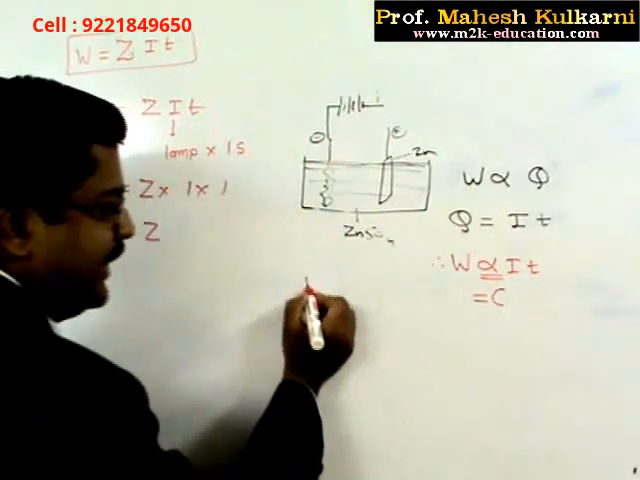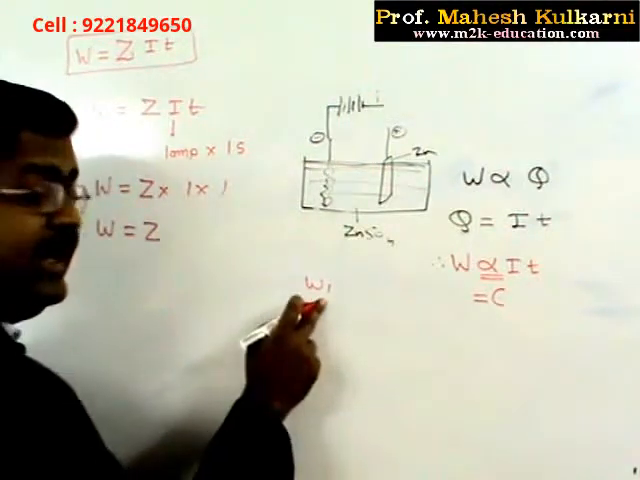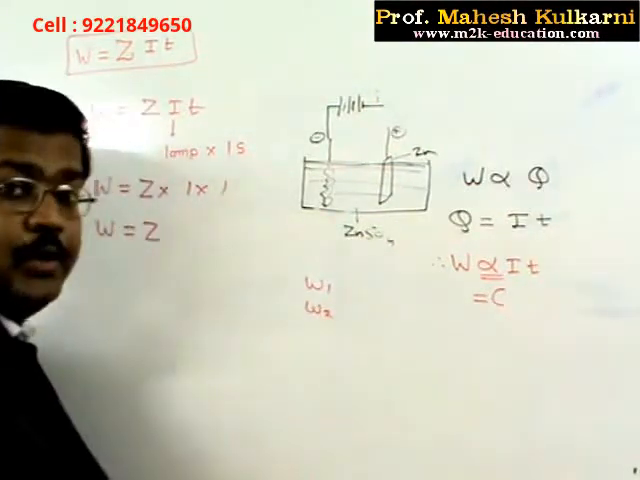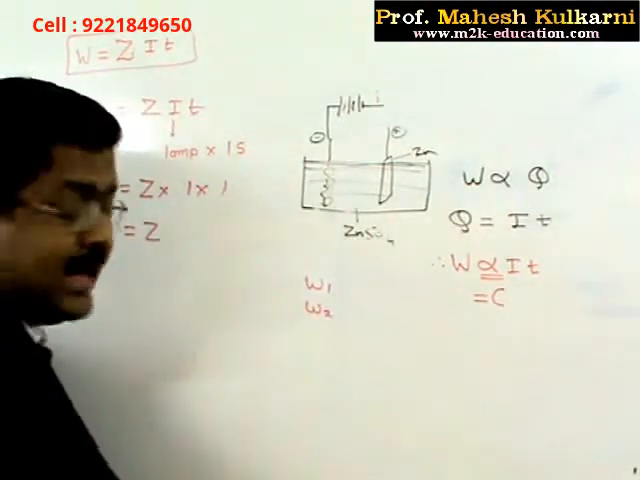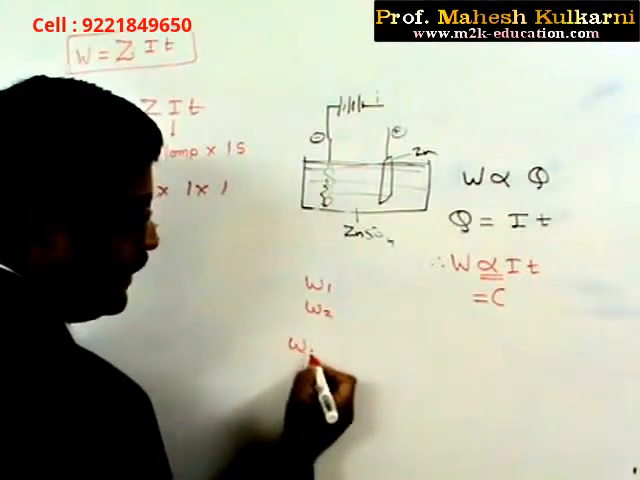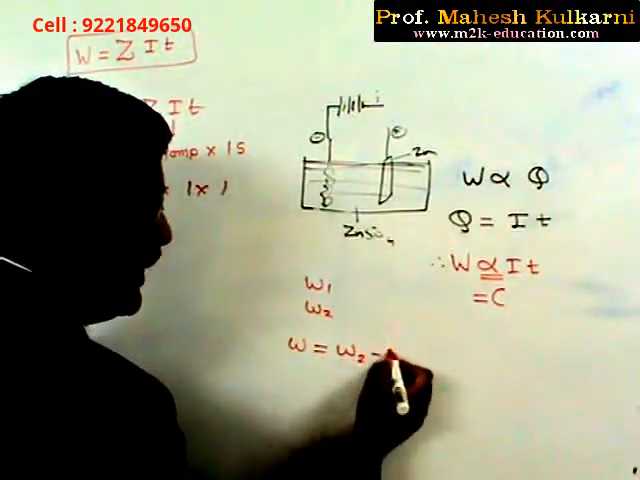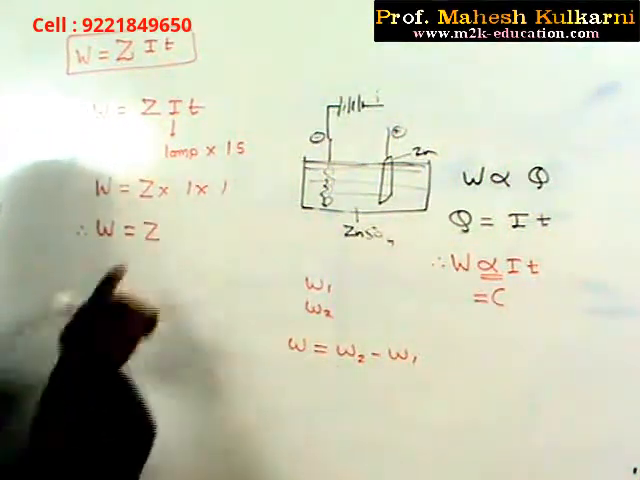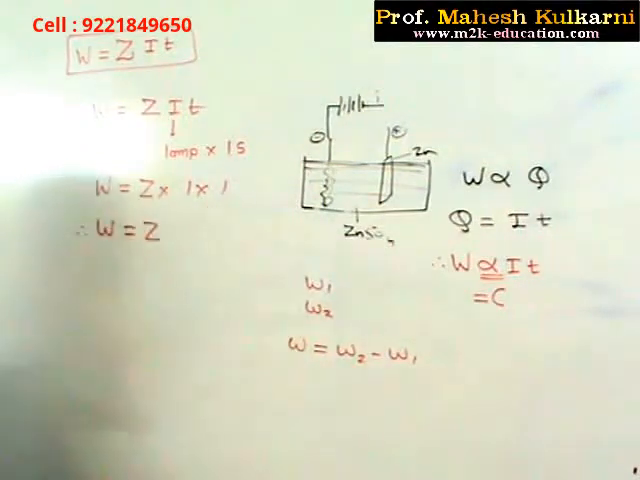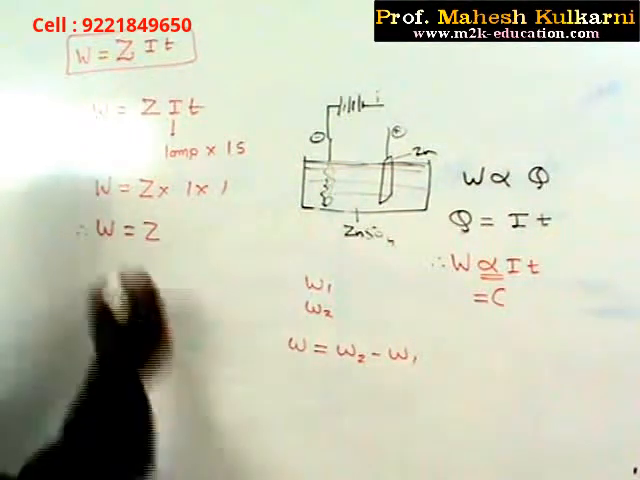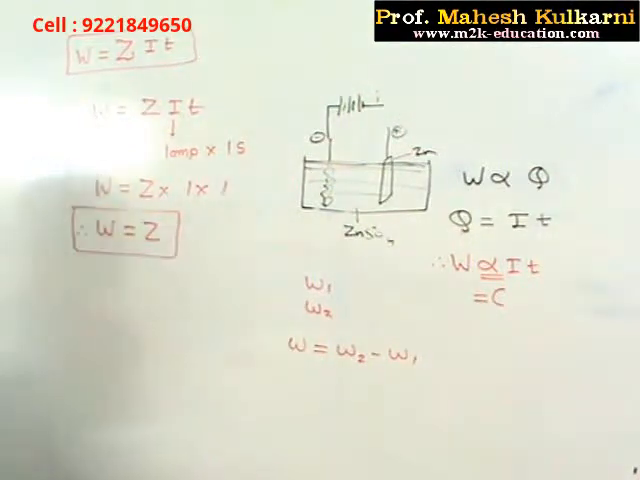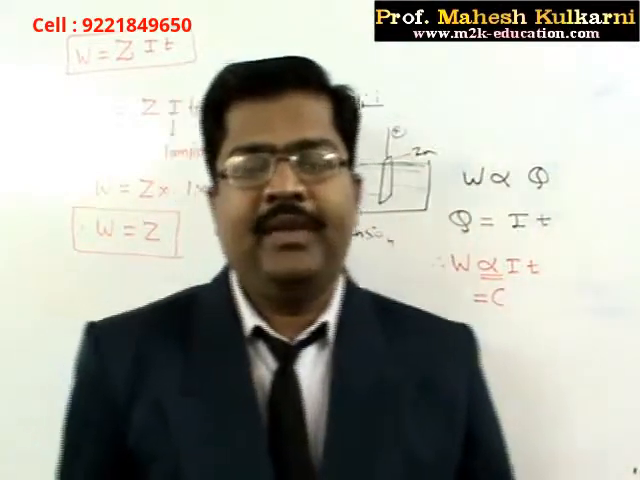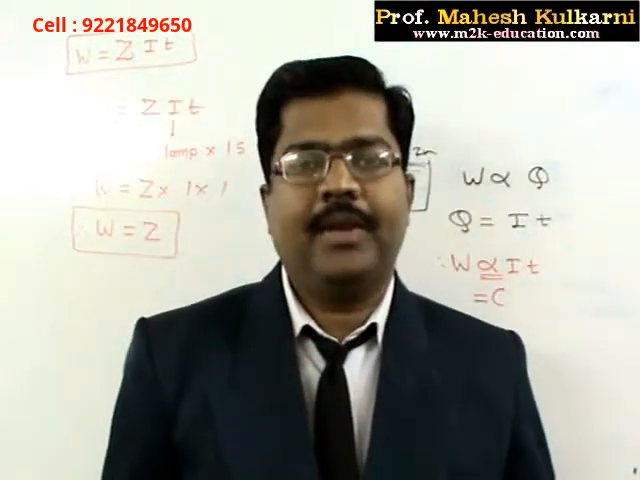So my first weight will be W1, where the cathode is made up of only that particular metal. Then my second weight will be W2, where some of the metal is deposited on the cathode. So what is the weight of metal deposited on the cathode? That W is equal to W2 minus W1. This difference in weight is equal to Z, because I is 1 and time is also 1. So this way we can determine the electrochemical equivalent of the metal, according to Faraday's first law.